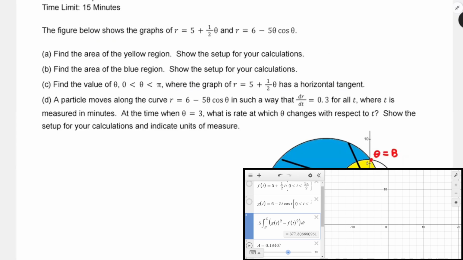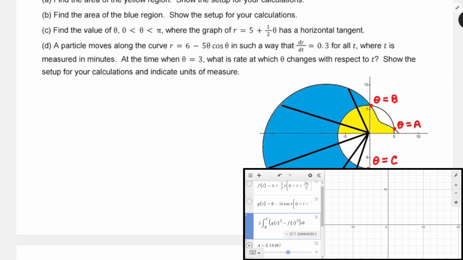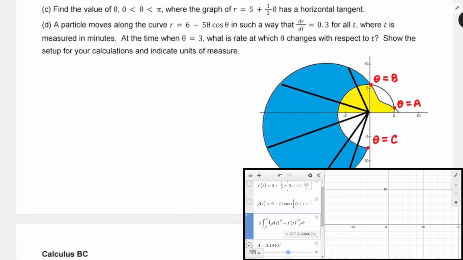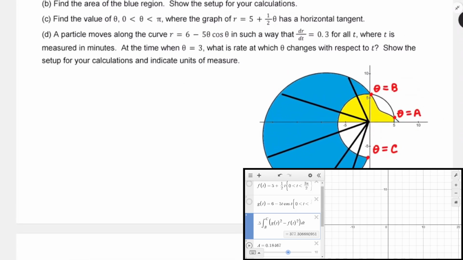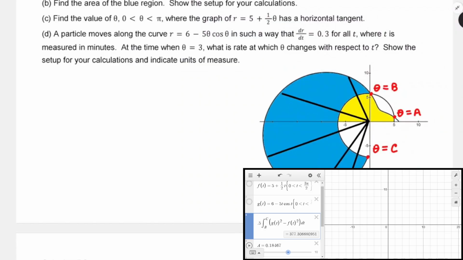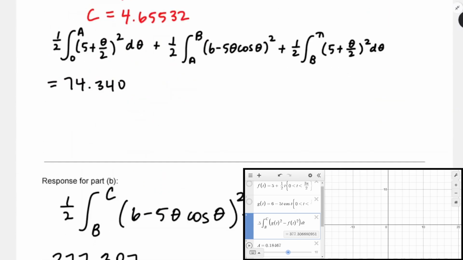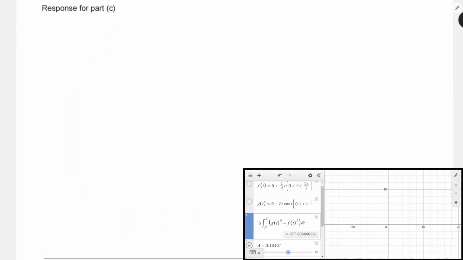C asks for where does 5 plus half theta have a horizontal tangent? It really looks like it's going to be at pi over 2, but I think it's going to be just a little bit off from that because it's not r equals 5. If it was r equals 5, we would know that was a circle and the horizontal tangent would be at pi over 2. But this is going to be a little bit different. It's going to be a slight spiral. So I'm going to say, all right, 5 plus half theta is r.